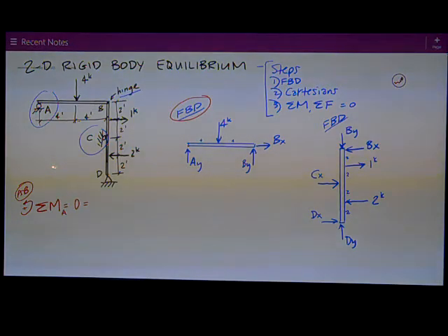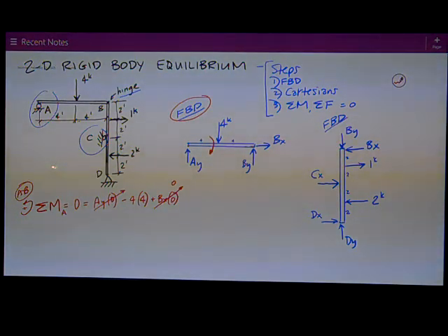Show my sign direction assumption: positive, counterclockwise. Start at A. Well, AY intersects the point, so it has no distance, so it goes to 0. And then I look at the 4 kip, it's trying to create clockwise rotation, so it's a negative 4 kips times 4 feet. Then I look at point B. Well, force BX intersects point A. It's an X force with a 0 Y distance, so it's BX times 0. It creates no moment because it intersects point A.